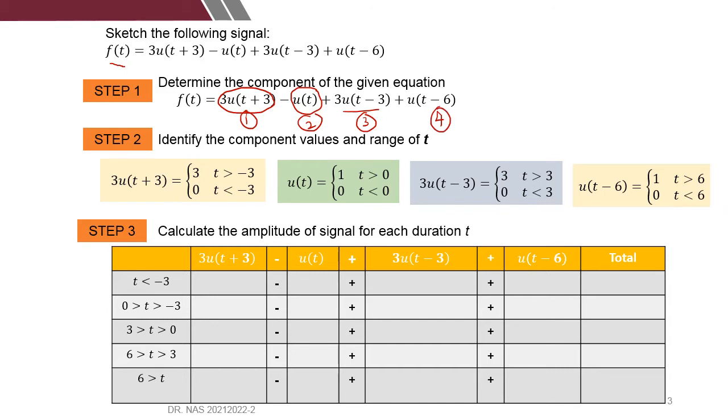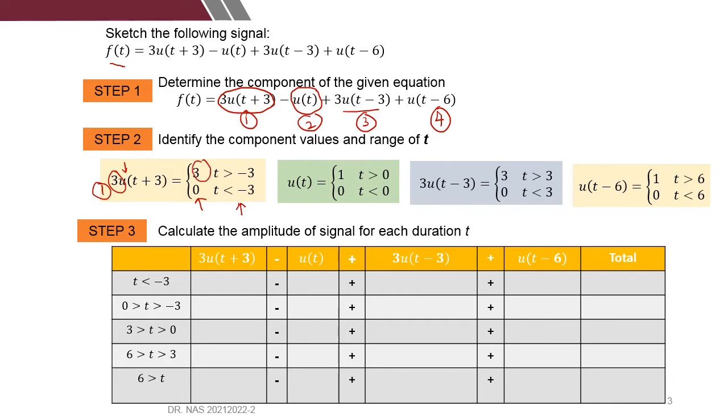Okay, next step 2, you need to identify the component values and range of t. So now you need to separate each component. This is the first component, 3u(t+3). This is the amplitude, and this is the range of t. The lowest amplitude is always 0, but the maximum amplitude is the number or the equation that appears in front. So this is the maximum amplitude in this component.